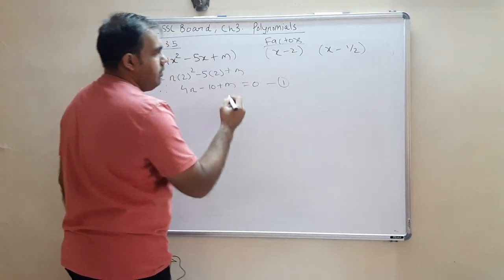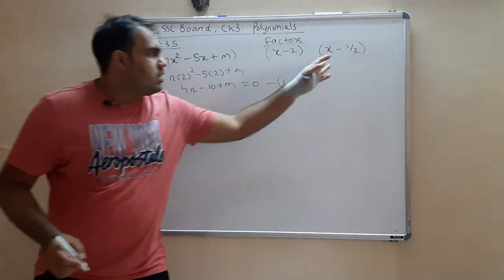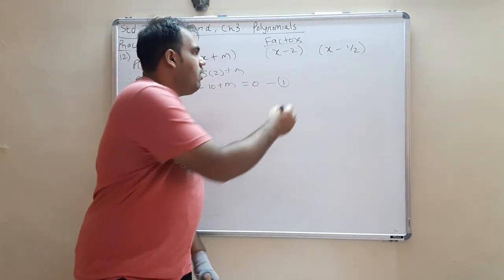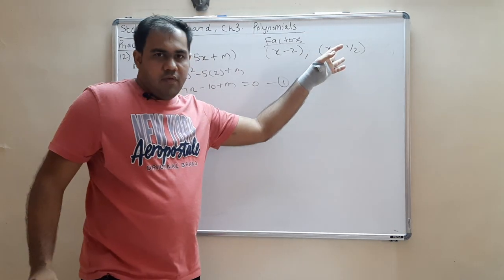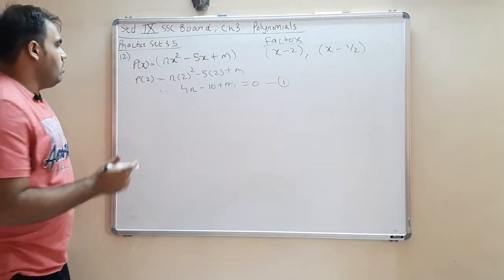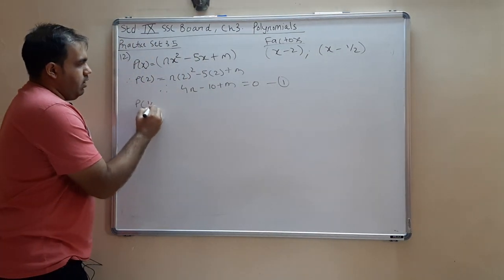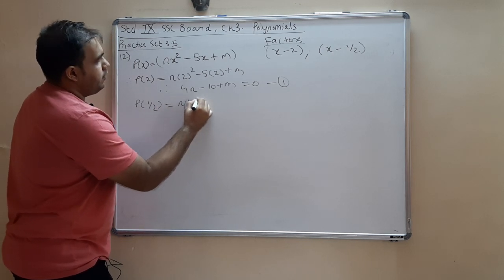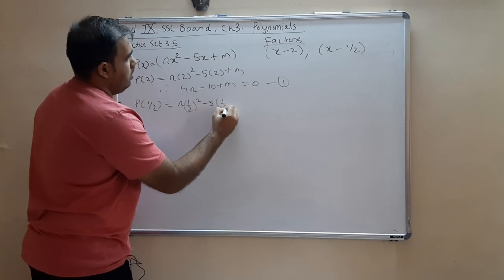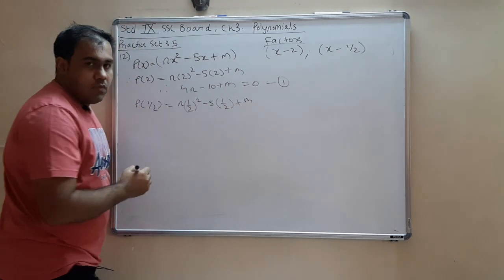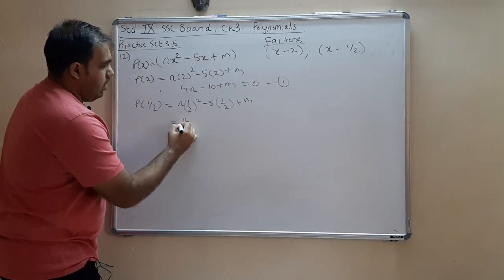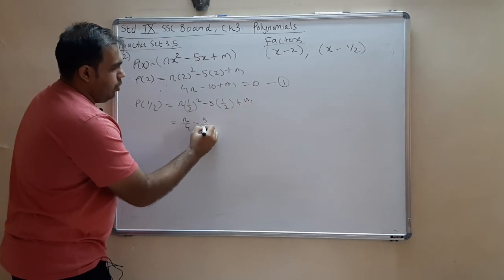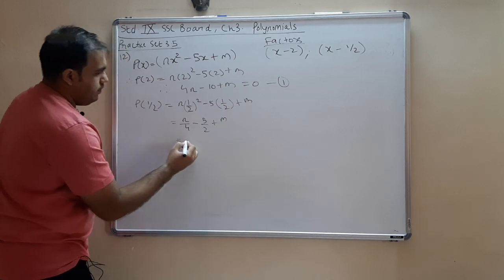This is equation 1. Now, since this is also a factor, if I take x as half, then also the remainder should be 0. So p of half equals n into half square minus 5 into half plus m. What will I get here? n upon 4 minus 5 upon 2 plus m.